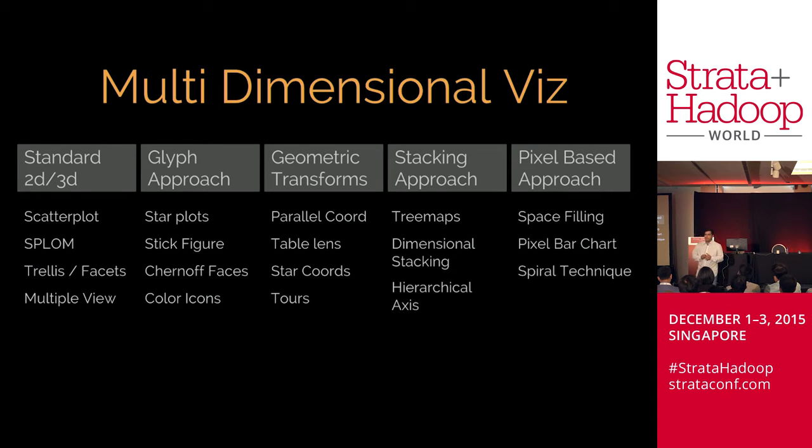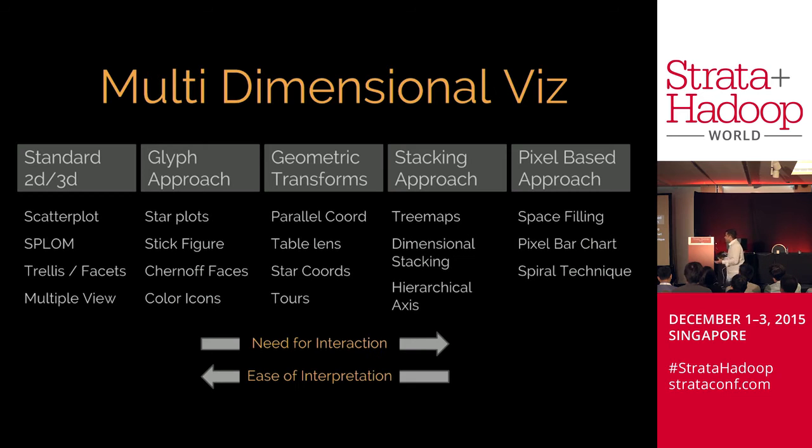There are many ways to tackle this. You can start with very standard 2D, 3D mappings. You can use glyphs. You can then start to do transforms, or you can use stacks or a pixel-based approach. The way to think about this chart is that the need for interaction goes up as you move further to the right in each of these options, and the ease of interpretability, in the sense of whether you can understand what the visualization is, also decreases.